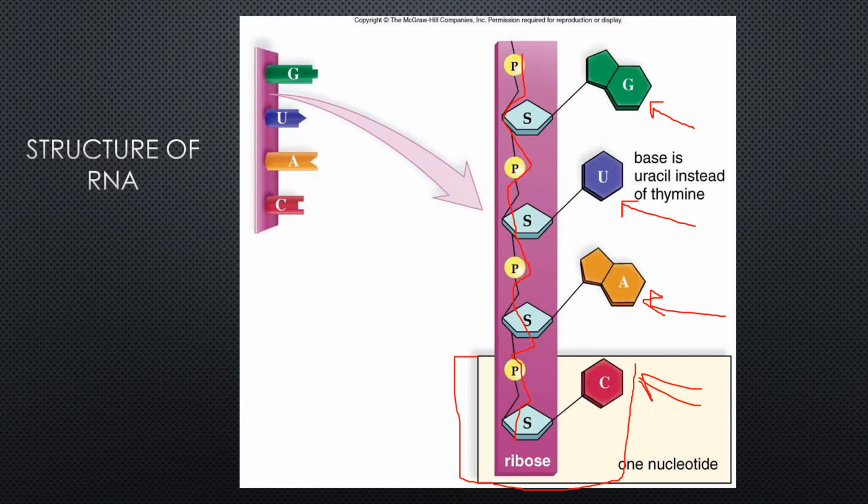So remember each one of these sections right here. We have our pentose sugar, our phosphate group, and our base. Let me try that again. Phosphate group, ribose, and then our base. That is one nucleotide. So our structure of RNA is multiple nucleotides linked together through phosphodiester bonds.